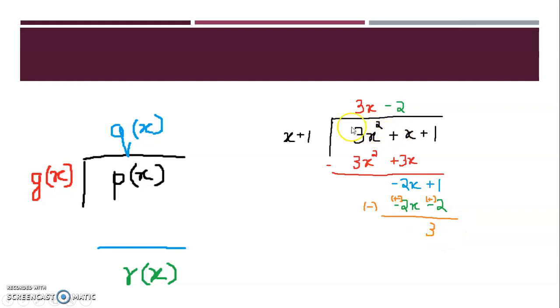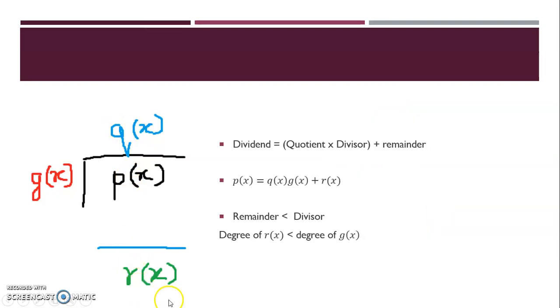As the polynomials in the dividend and the divisors change, the q of x and r of x also change. So upon dividing a polynomial p of x by a polynomial g of x, we'll get a quotient polynomial q of x and a remainder polynomial r of x. Okay. So we saw that dividend is quotient into divisor plus remainder.